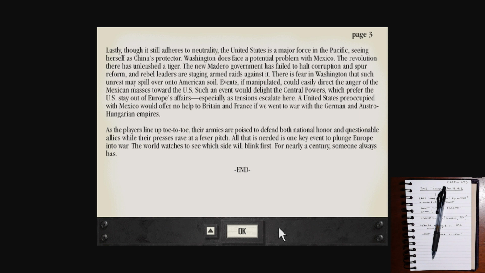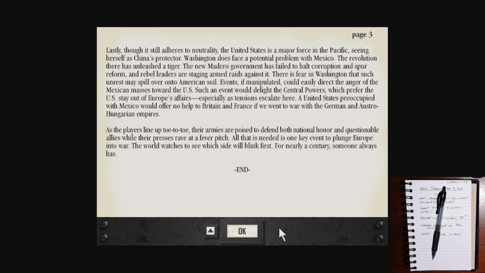Lastly, though it still adheres to neutrality, the United States is a major force in the Pacific, seeing herself as China's protector. Washington does face a potential problem with Mexico. So we're not friendly. The revolution there has unleashed a tiger. The new Madero government has failed to halt corruption and spur reform, and rebel leaders are staging armed raids against it. There is fear in Washington that such unrest may spill over onto American soil. Events, if manipulated, could easily direct the anger of the Mexican masses towards the United States.